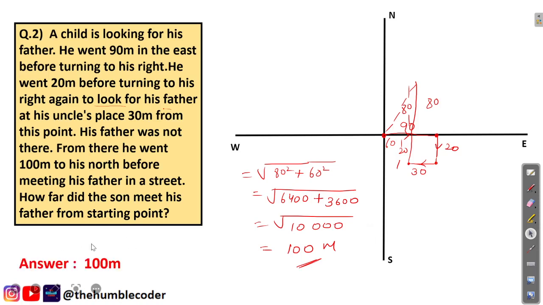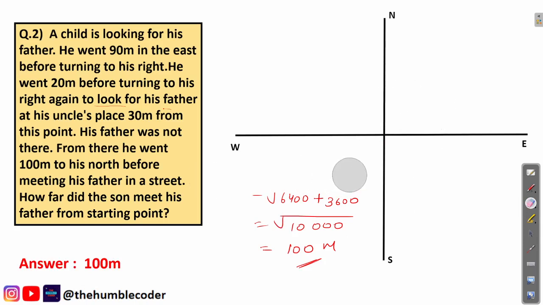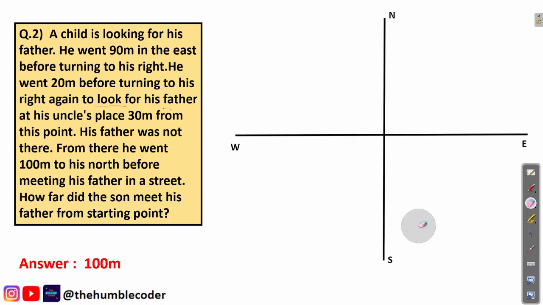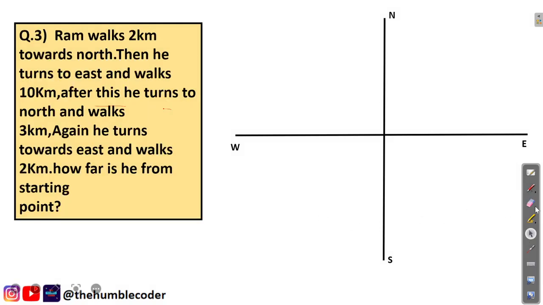Let's check the answer also. You can see that the answer is 100 meters. So in this way you need to find out the answers. Try to keep your diagram neat and clean so that it will be easier for you to find the answers. Moving on to question number 3.